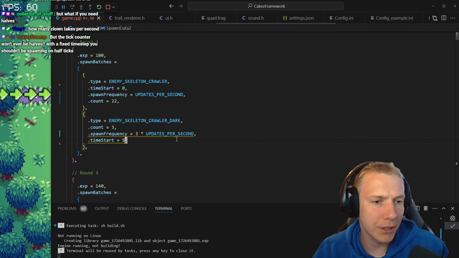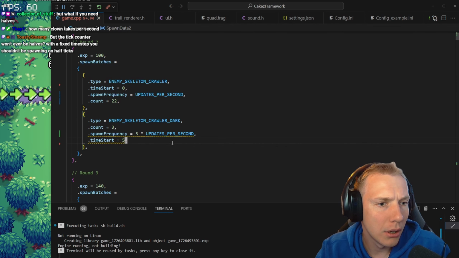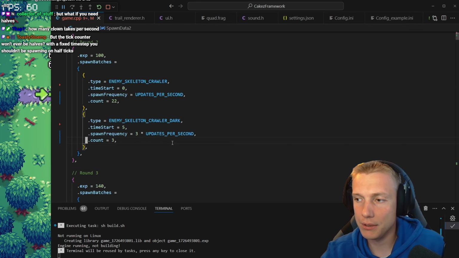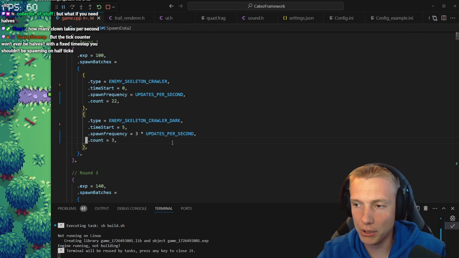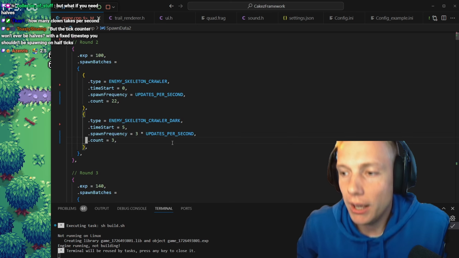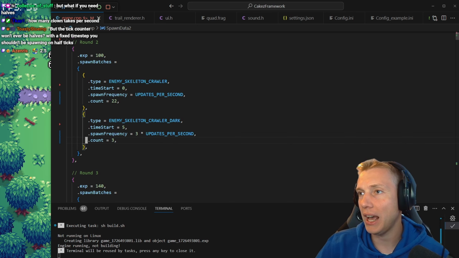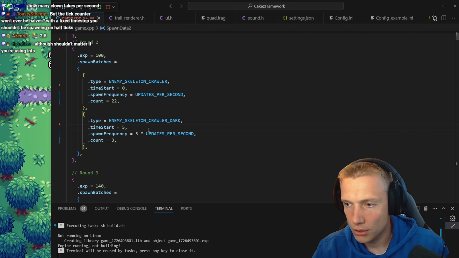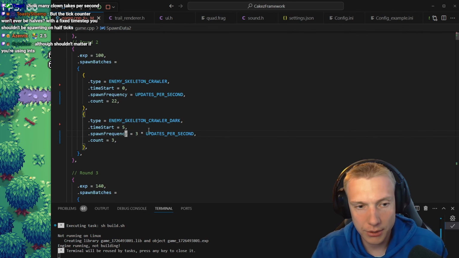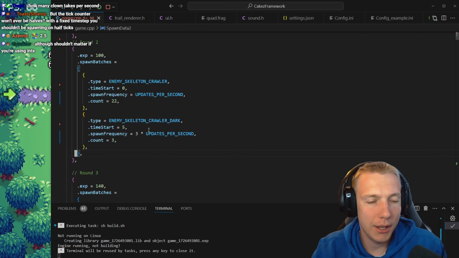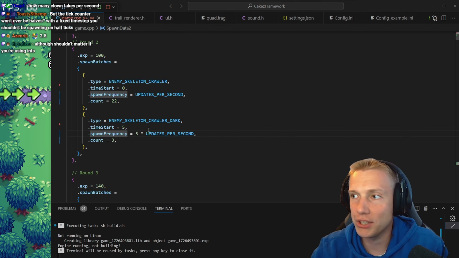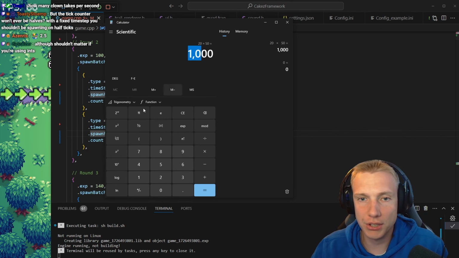Why is this white? Why does it take so long? The tick counter won't ever be halves. With a fixed time step, you shouldn't be spawning on half ticks. Exactly, that's how I see it. So I shouldn't have a half tick in there. Exactly. It shouldn't matter if you're using ints. True. So the spawn frequency would result into, instead of... You're right.